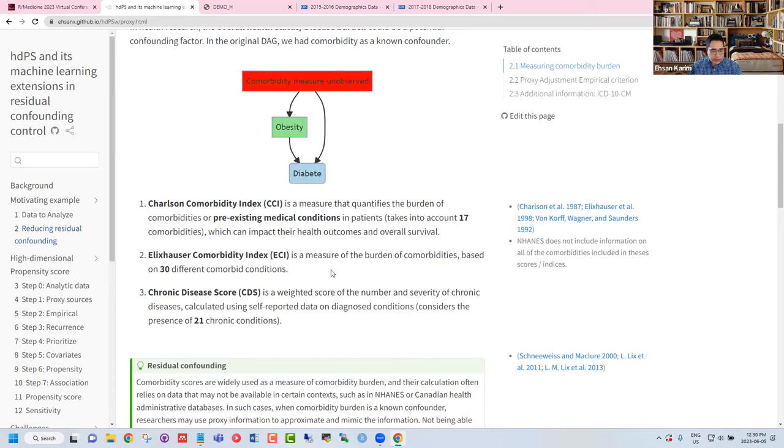If you are familiar with the comorbidity indices, such as the Charlson comorbidity index, the Elixhauser comorbidity index, or the chronic disease score index, some of the variables that are necessary might not be available in the ENHANCED data, and that is why it is sometimes not possible for us to create these comorbidity variables, and that will remain an unmeasured confounder in this analysis.